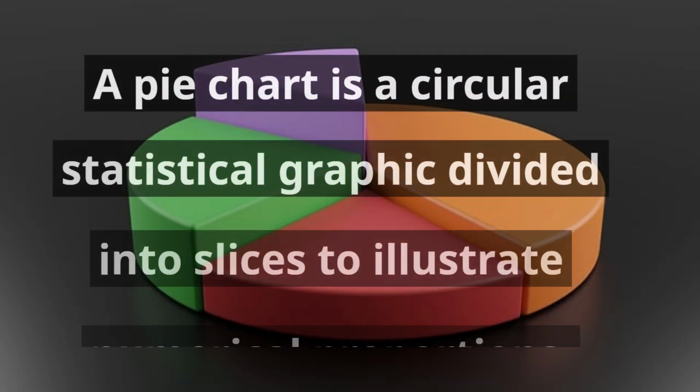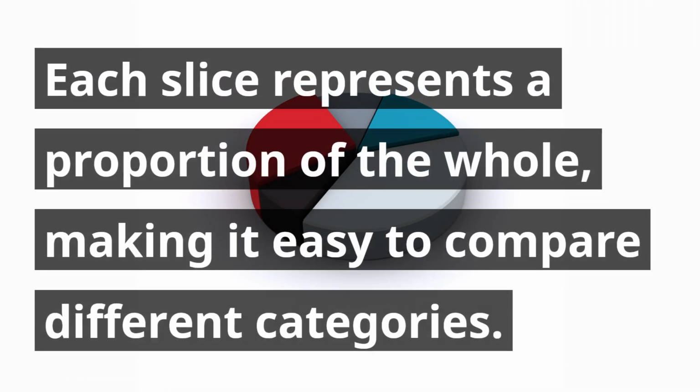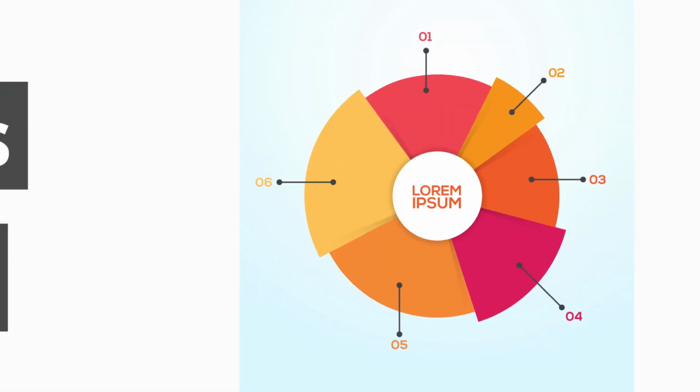A pie chart is a circular statistical graphic divided into slices to illustrate numerical proportions. Each slice represents a proportion of the whole, making it easy to compare different categories. 10 advantages of a pie chart.